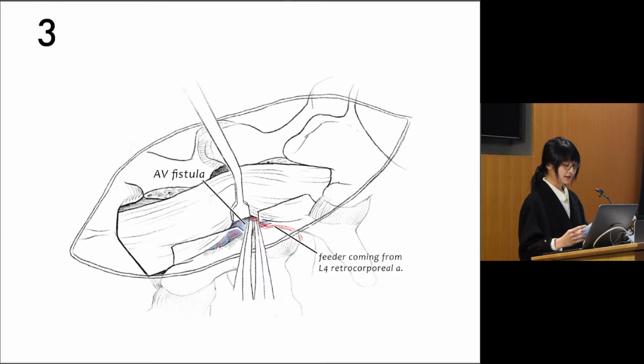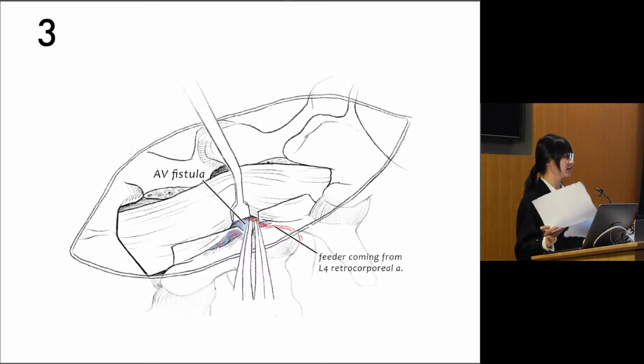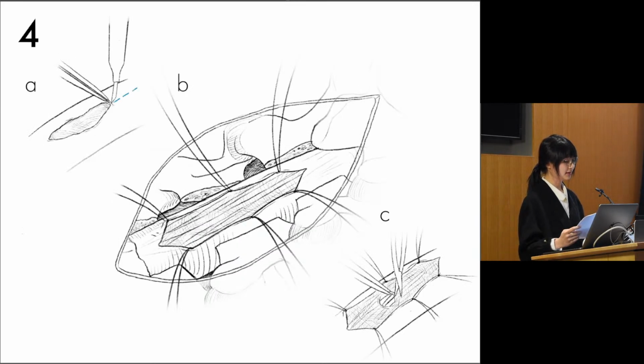Then the thecal sac is retracted to expose the AV fistula, with the main arterial feeders coming from the right L4 retrocorporeal artery. Arterial flow to the fistula is interrupted by cauterizing the L4 feeders. The dura is then opened to access the radiculomedullary vein that had been receiving arterial blood. Dissection of dura and arachnoid is performed as shown in figure 4.